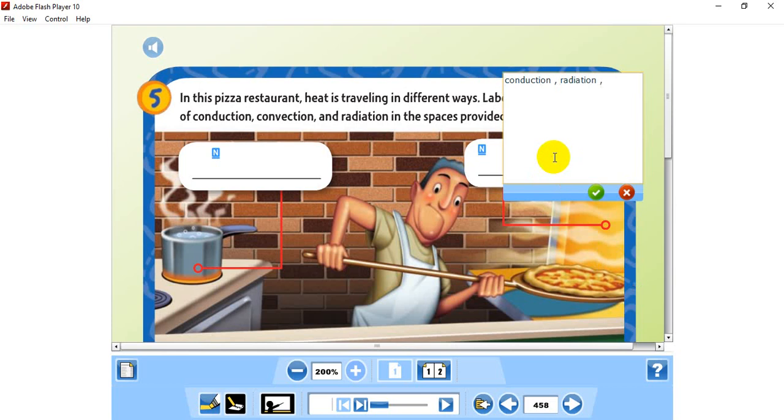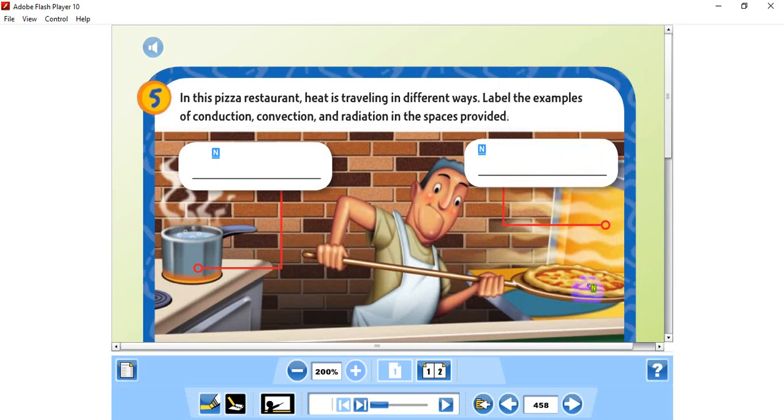And the last one is what, guys? Convection. What about the convection? Because the radiation will hit the particles of air. There is air inside the oven, by the way. Radiation is written already. So convection, because of the particles of air inside the oven. Okay guys. Let's go.